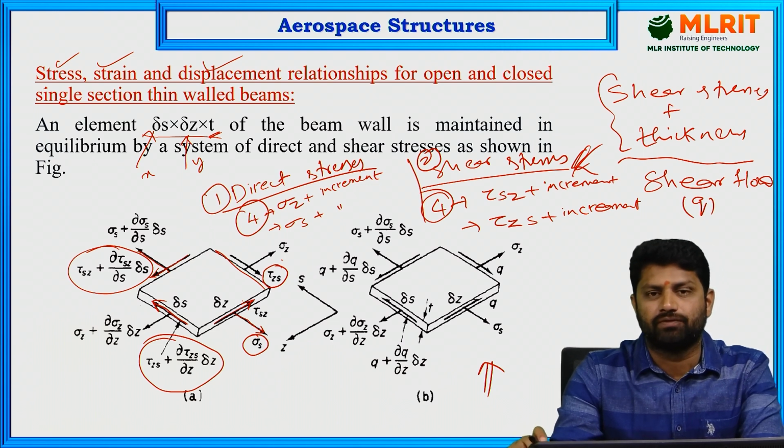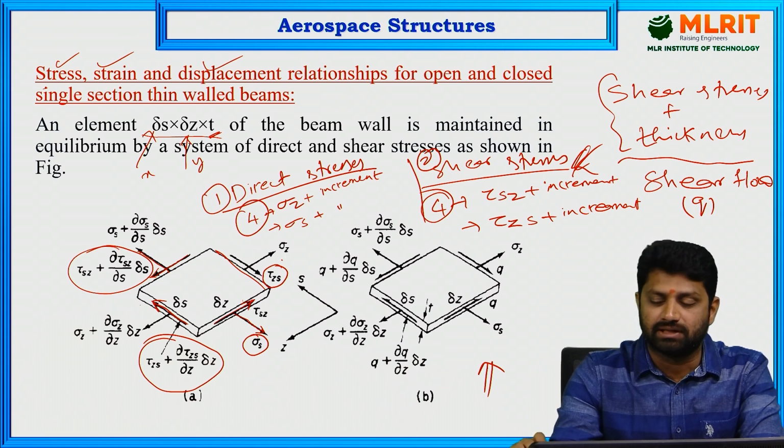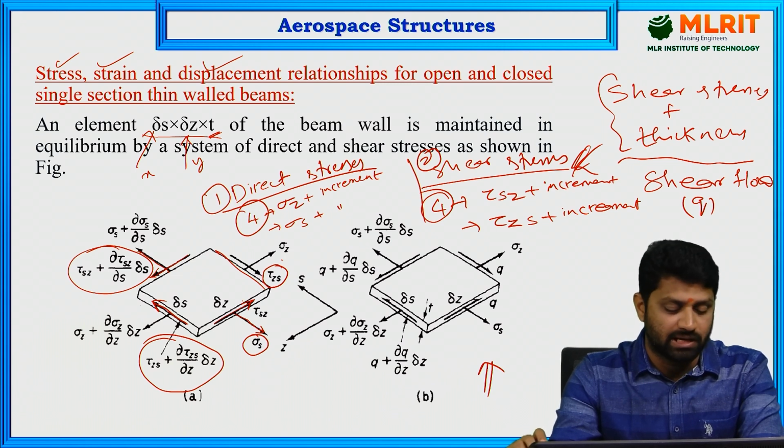The shear flow is defined as shear force per unit length. So instead of keeping shear stress and thickness, if you keep the thickness, it is going to give two more variables, and the analysis for finding the stress distribution is going to be a little more complex.